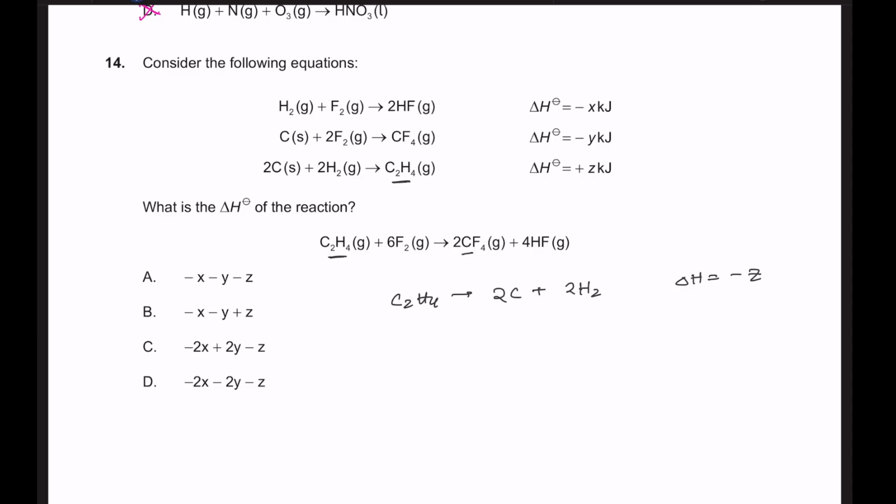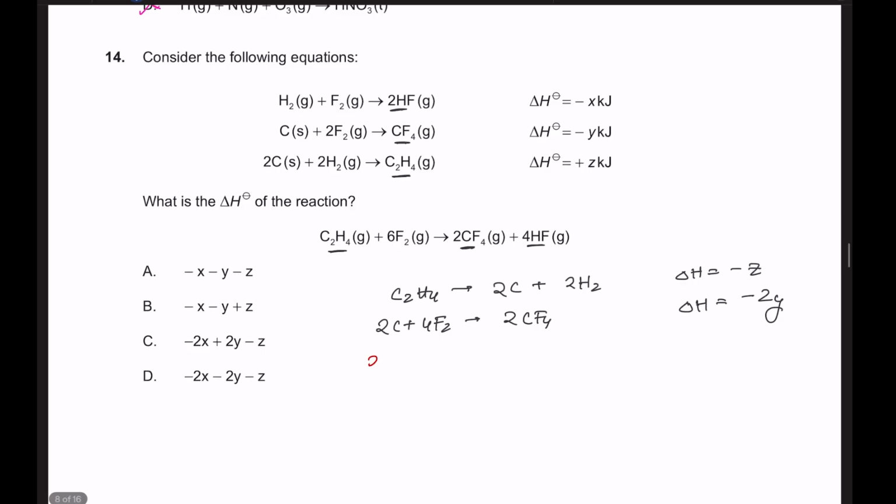Next one, you have 2CF4. So CF4 is here, so I'll multiply the second reaction by 2. So 2C plus 4F2 gives you twice CF4. Delta H is negative 2Y. And for the first one, you have 4HF on the right side. Here in the first equation, 2HF is on the right side, so I'll multiply the first equation and add it. Now delta H again would be minus 2x.